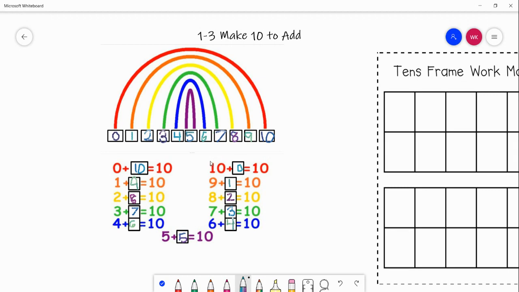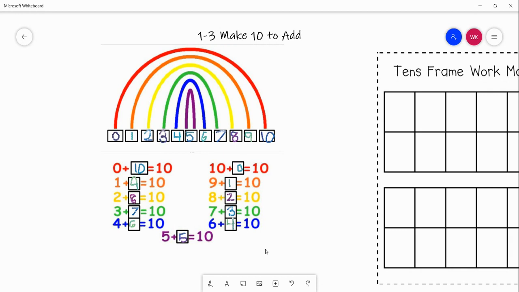If you want to pause the video and write all of this down to help you out, or keep it always with you on your side to remember that these always make 10, I would highly recommend doing that. So we are going to go ahead and start on our lesson.